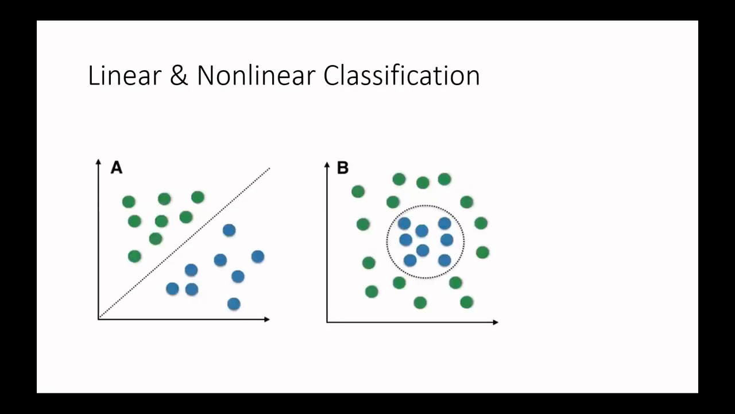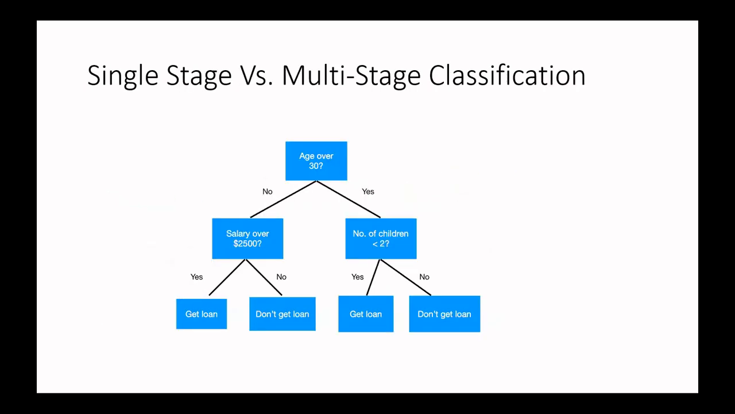So in this example, you can see the distinction between linear and non-linear. On the left-hand side, you can draw a nice line in 2 dimensions, if you're working in a 2-dimensional problem, to separate green circles from blue circles. In picture B, that's not possible. You need a non-linear boundary. In this case, the boundary is a circular boundary, which is a non-linear boundary. So that's what we mean by linear versus non-linear.